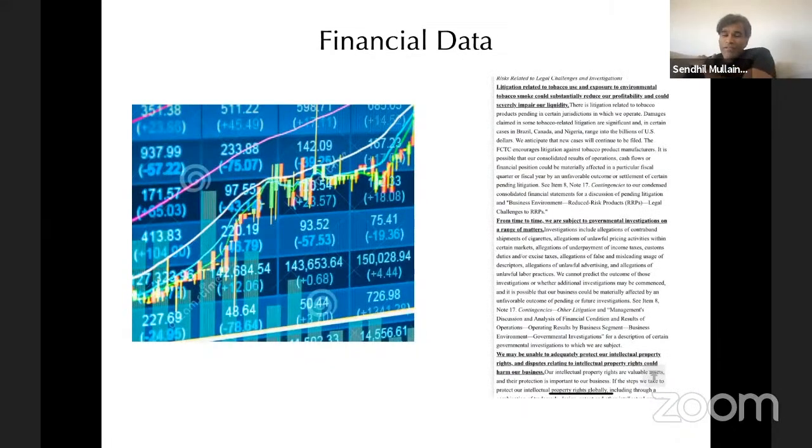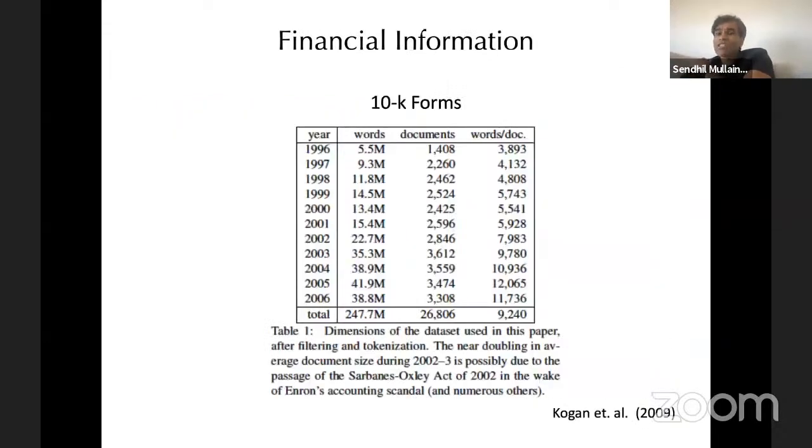Another example of new data that's opened up is financial data. We tend to think of finance as being full of numbers, volume, stock trades, and so on. But you know what it's actually full of? Language. On the right here is a 10K form. Companies file tons of 10K forms. In 2006, there were 38.8 million words produced by just the companies in their 10K forms alone. Finance is not a quantitative field, it's a qualitative field. There's more language produced about finance than there is numbers produced about finance.